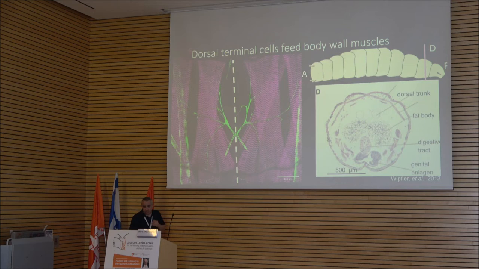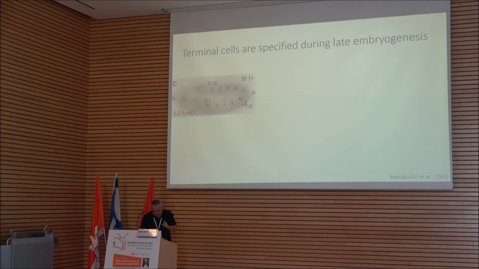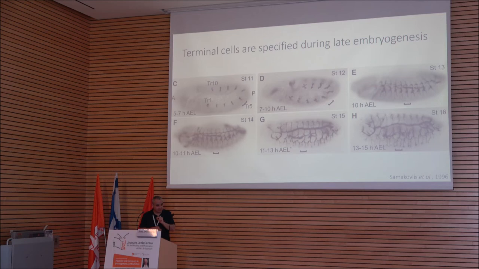Okay. So a seminal paper from Mark Krasnow's lab, 20 years ago, discovered how these structures form. There is a primordium for each of the cells in the embryo. This primordium invaginates. It gets to something that is called the running man stage.